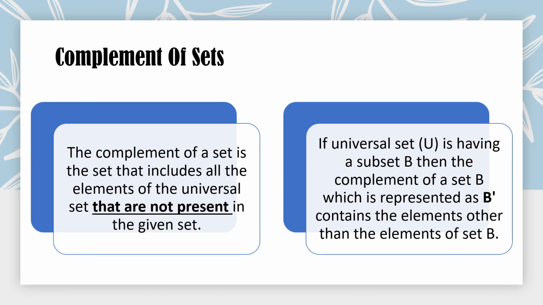Okay, so complement of sets. Complement of sets is the set that includes all the elements of the universal set that are not present in the given set. Basically it's the opposite of what a union is. Complement is everything that is not present in a given set. So if the universal set has a subset B, then the complement of set B is all the elements other than the elements of set B.